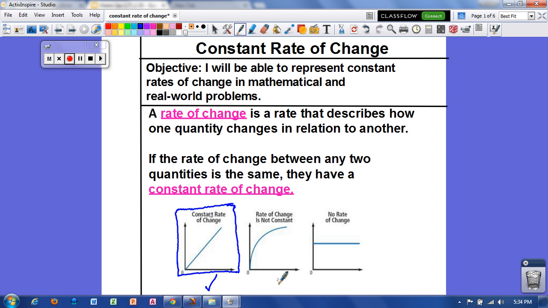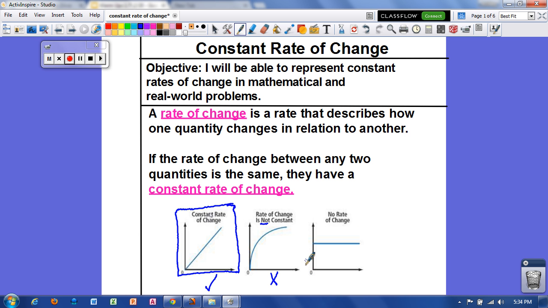Now, if we look in the middle here, this rate of change is not constant. And the way we know that is because this graph curves. And it has to be a straight line to be constant. Over here on the last one, it makes a straight line, but it is completely horizontal. So that means that there is no rate of change.